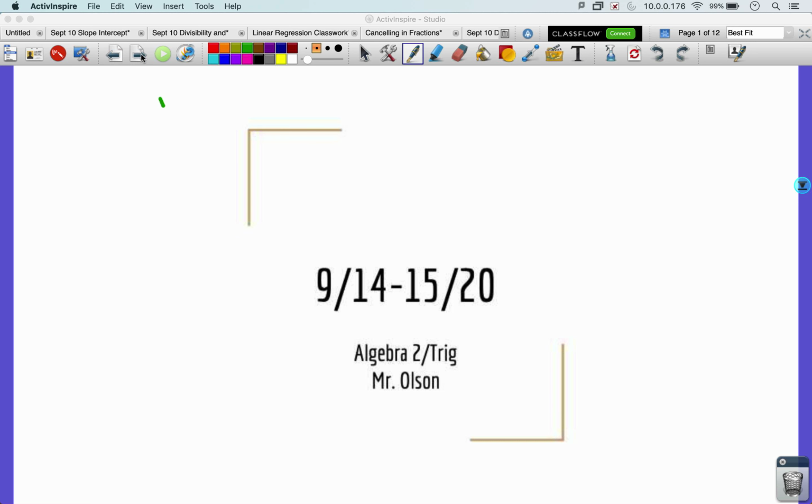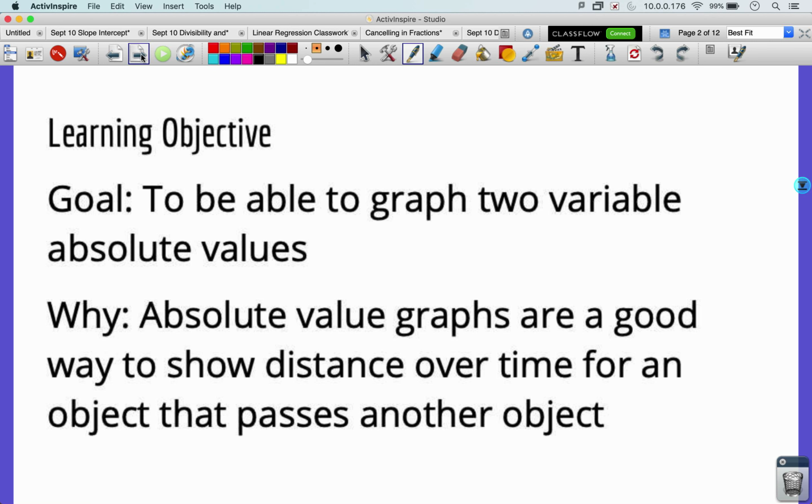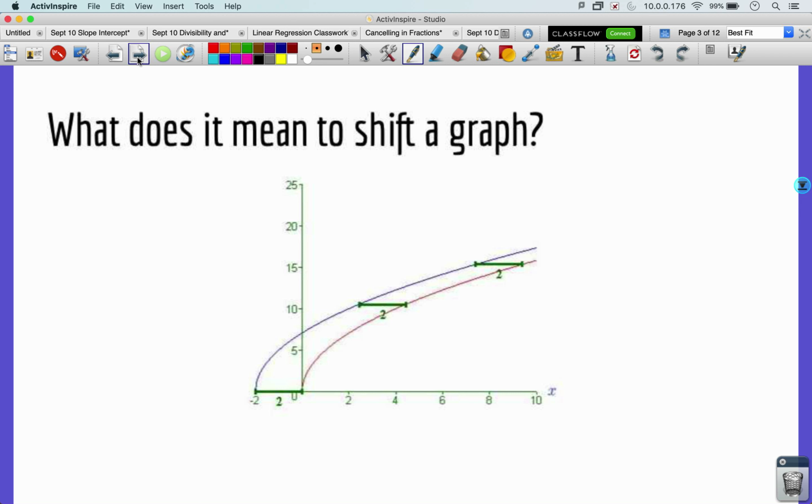We're going to be talking today about two variable absolute value graphs, which are also called V-shaped graphs. So the goal is to be able to graph two variable absolute values. Why absolute value graphs are a good way to show distance over time from an object that passes another object. It's a really good application. Also, we're going to talk a lot about transformations today, and that's going to get us really ready to start graphing parabolas when we get to our unit on quadratics.